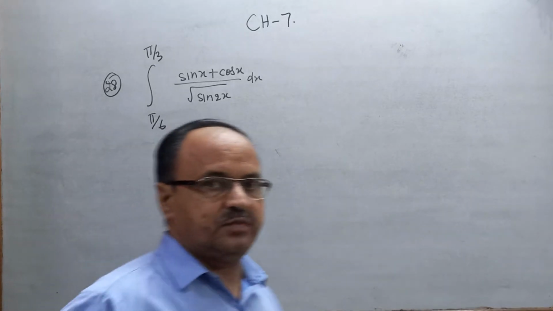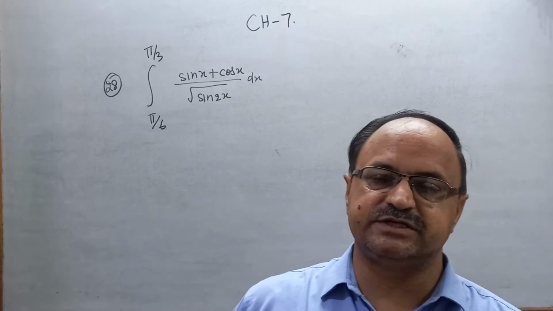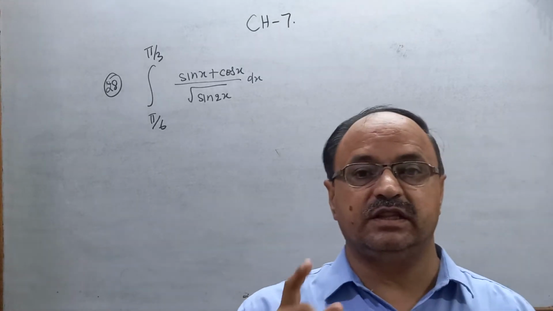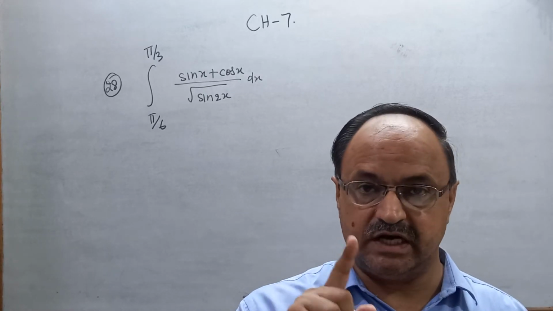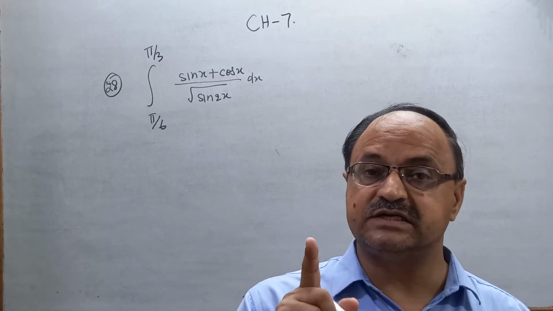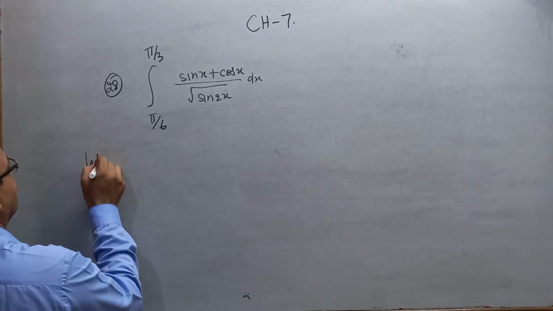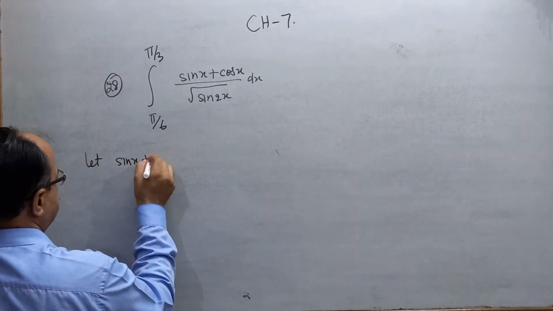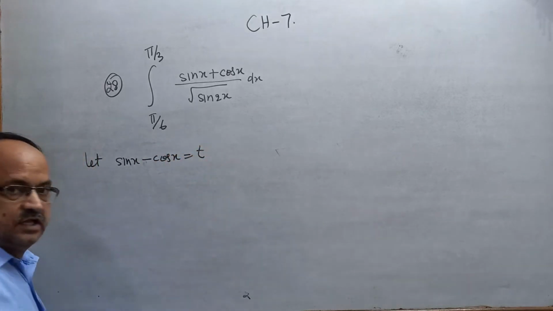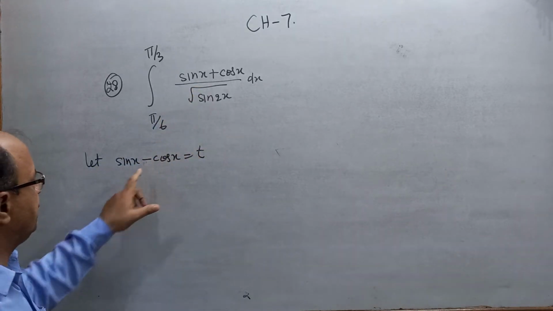This is a very important property. In this type of question, sin x plus cos x or sin x minus cos x is present. If sin x plus cos x is present in the question, then let sin x minus cos x. If sin x minus cos x is in the question, then let sin x plus cos x, the opposite of that. Therefore, let sin x plus or minus cos x be equal to t. If plus sign here, then you let minus sign here. If minus sign here, then you let plus sign here.